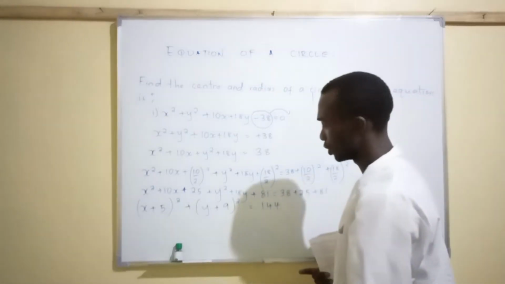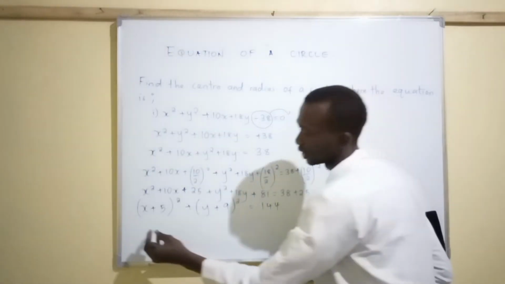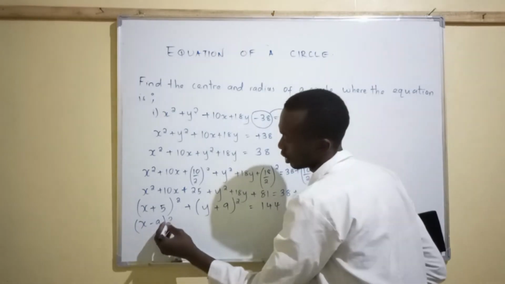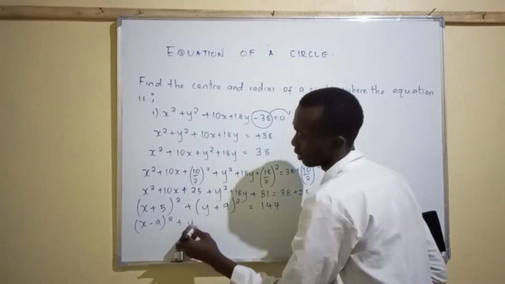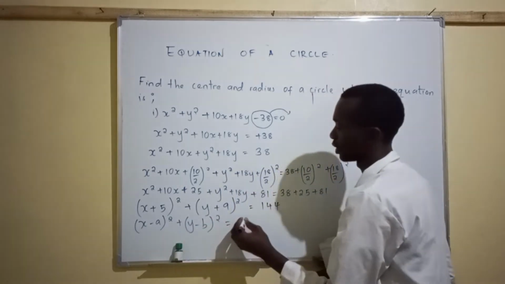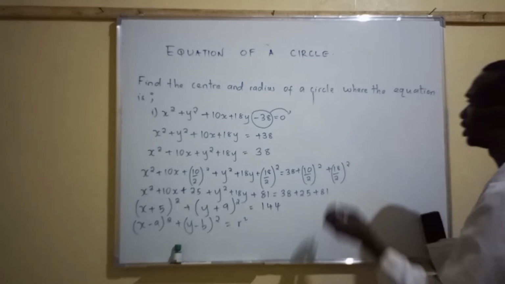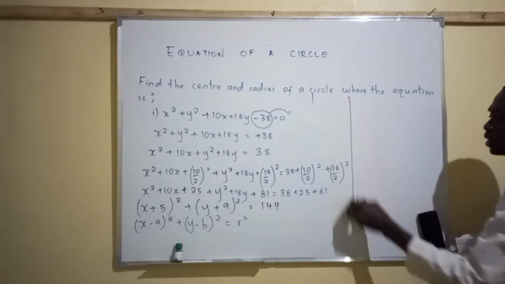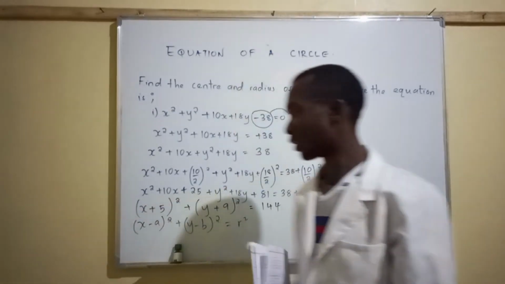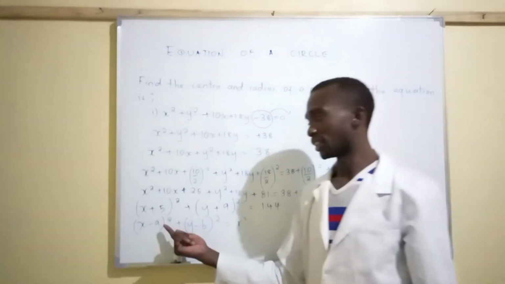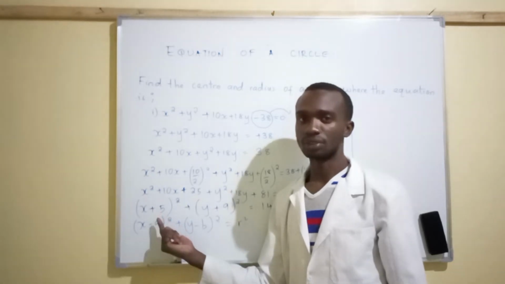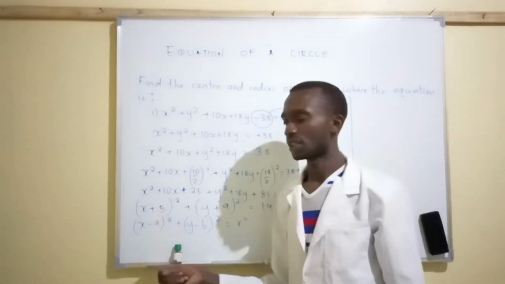So the equation now is in the form of (x - a)² + (y - b)² = r². Now the center of the circle was (a, b). That is, the center of the circle is (a, b). And now in this case we have x minus a. It means that when the sign is positive, it changes to negative, given the coordinates.